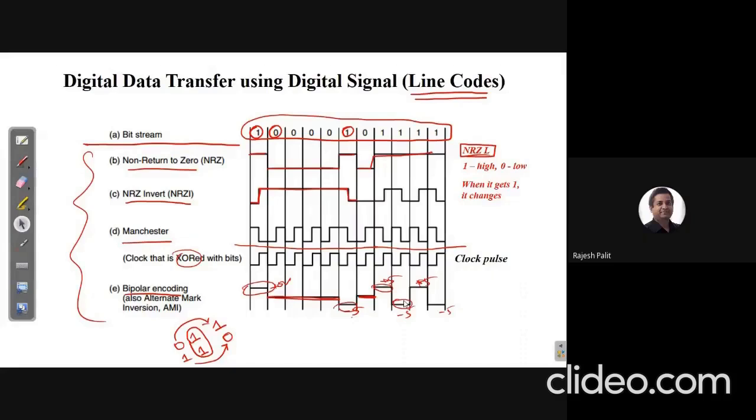So this is all about transmitting digital data using digital signal, and these are known as the line codes, couple of very common line codes. Okay.